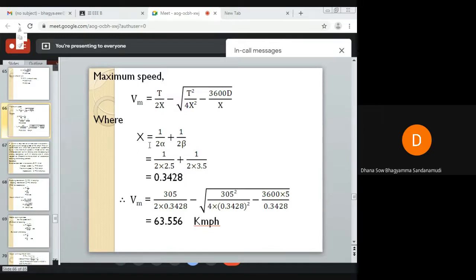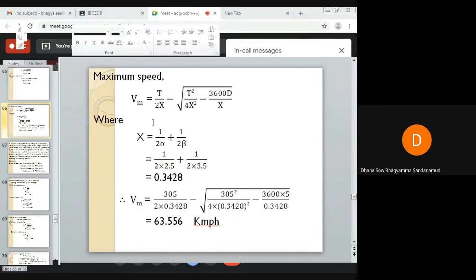Okay, substitute this x in the above equation. So you will get Vm equal to, you know, T value. T is the total time of run of this train from one stop to another stop, which is 305. Just now you have calculated.